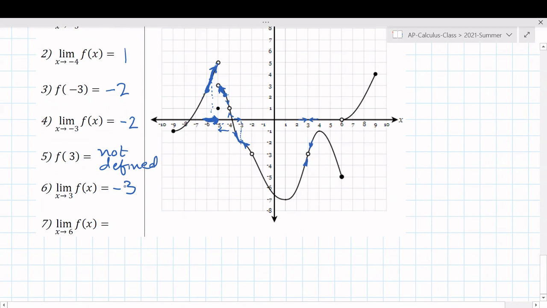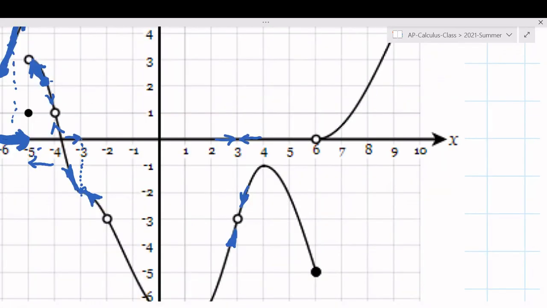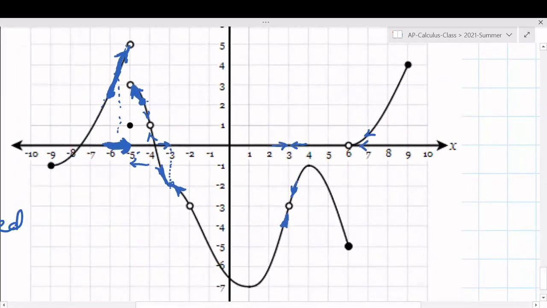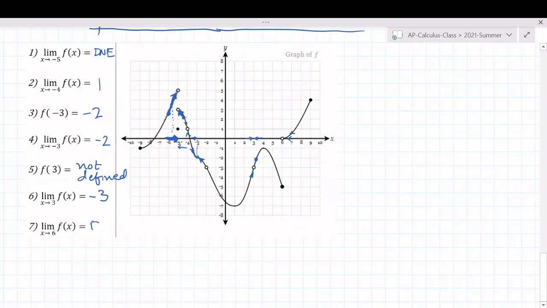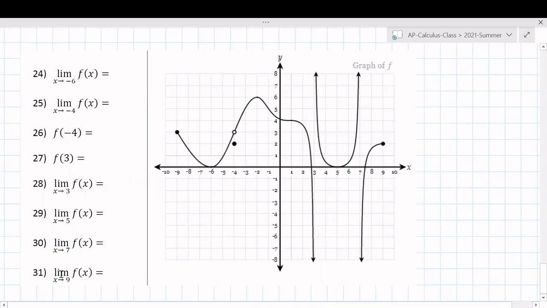What is the limit as x goes to 6? If I come from the right, I'm coming this way, right? From the right, the limit is 0. From the left, it is -5. So there is no limit. You're not going towards one finite value. So this does not exist. Limit as x goes to -6, 0, because coming to 0 from both sides. Limit as x goes to -4, 3.